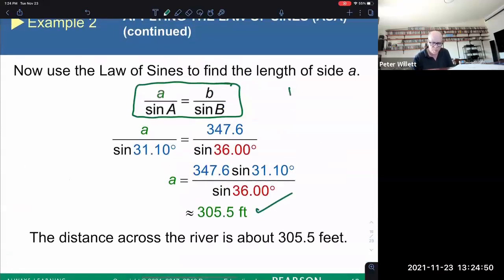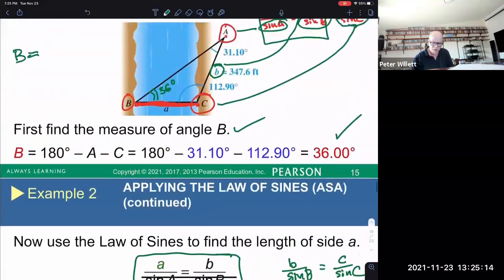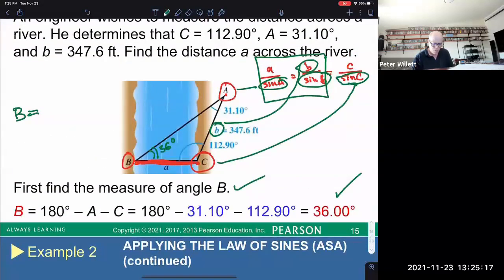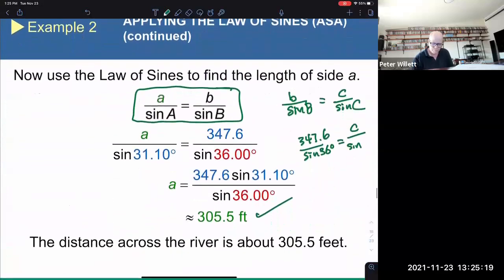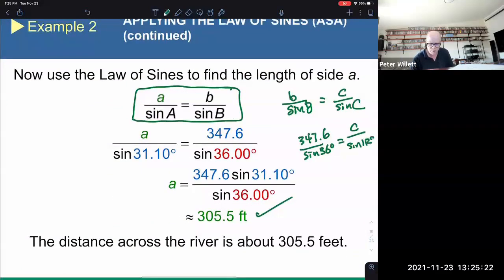So then we would do that B over sine B is equal to C over sine C, which means that 347.6 over sine of 36 degrees is equal to C over the sine of, what was C? 112.9 degrees. And then we would solve this for C, getting this product divided by that number, and then we would get what C is approximately equal to.